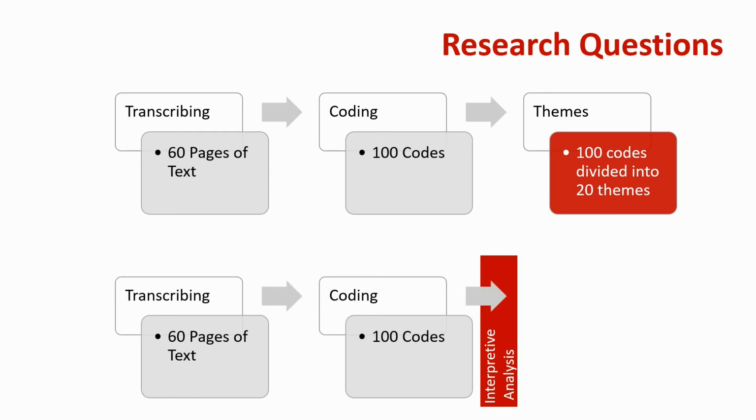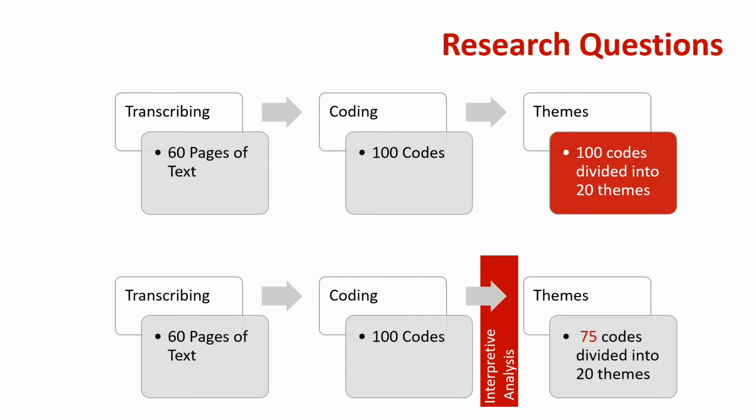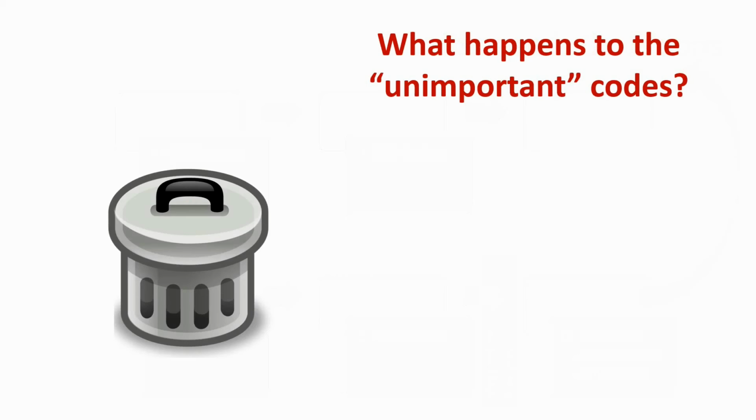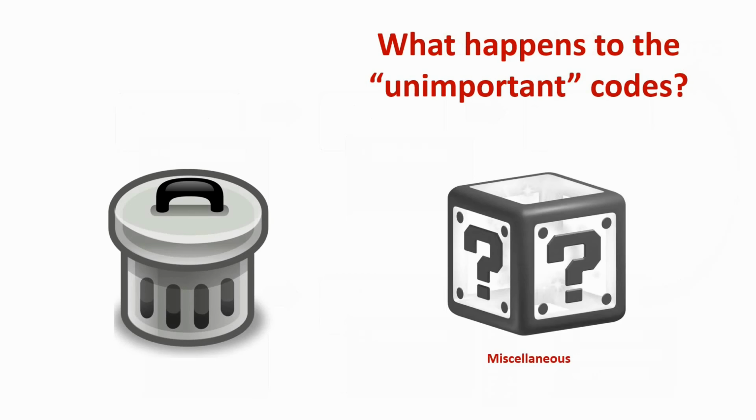In this example, upon review, maybe 25 of those 100 codes you originally had are now unimportant, therefore they should be excluded. Just to reiterate, all themes must represent concepts that will answer your research questions. Sticking to our example, those 25 codes that do not fit the natural themes you came up with can be dropped completely, or they can be assigned to a different theme called miscellaneous.